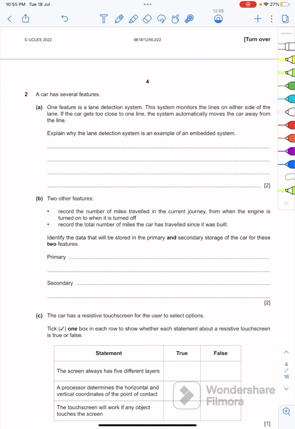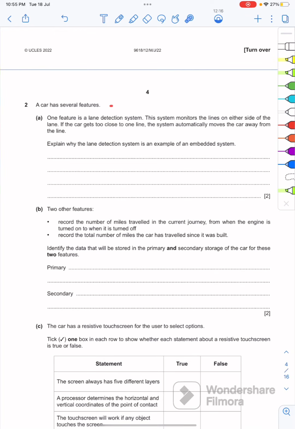A car has several features. One feature is a lane detection system. The system monitors the lines on either side of the lane. If the car gets too close to one line, the system automatically moves the car away from the line. So it's got a lane detection system, and they've described briefly how this system functions. Explain why the lane detection system is an example of an embedded system.